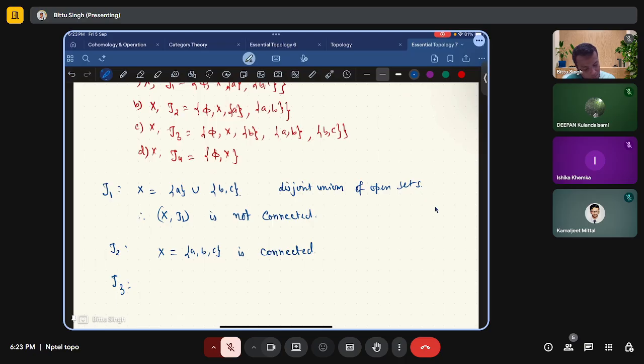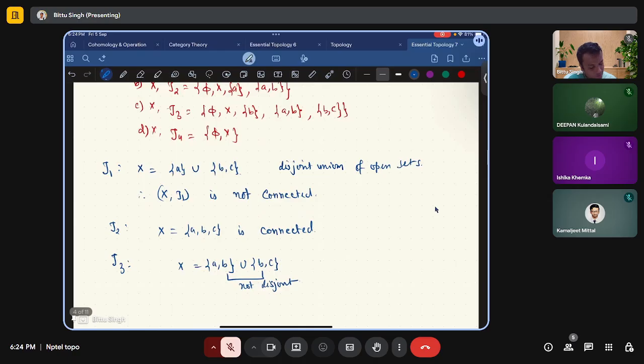So for C, there is a non-trivial partition. Not partition, X can be written as a union of two open sets. But the thing is that those two are not disjoint. Hence, it is again connected. X cannot be written as a disjoint union of two open sets. Therefore, X is connected.